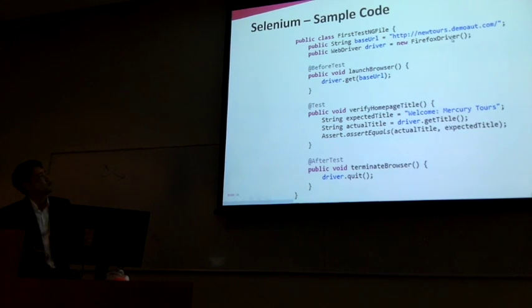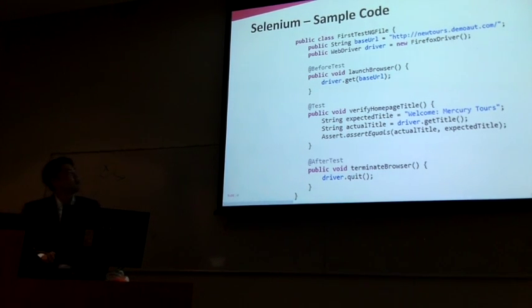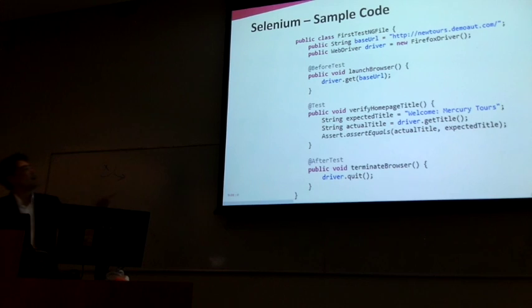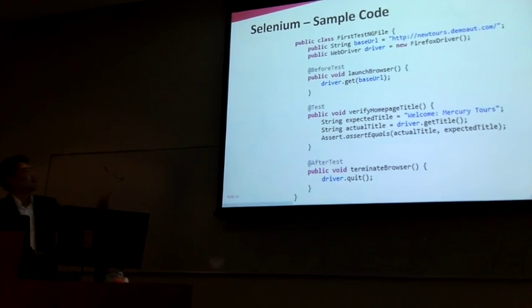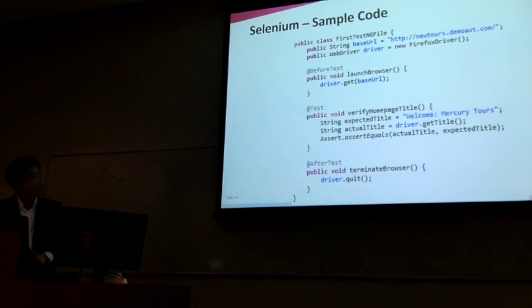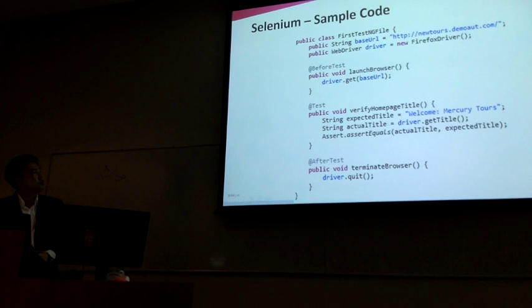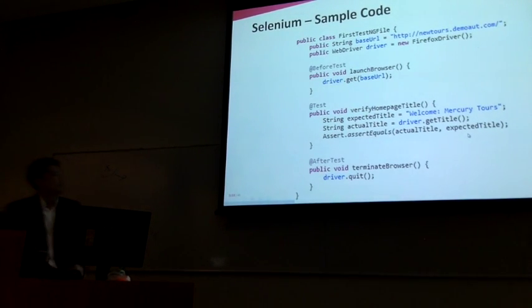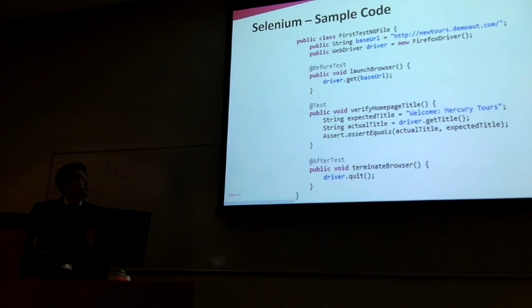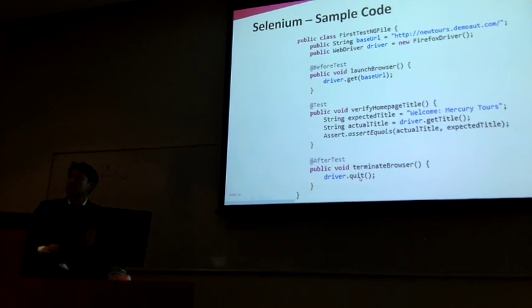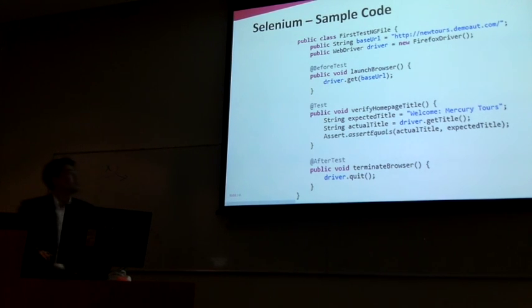So newtours.demoaut.com. We'll go to the AUT homepage. And then the test is you want to make sure the title of the page is this. So we use an assertion command to compare the actual title and the expected title. Once that's complete, it will close the browser at the end.